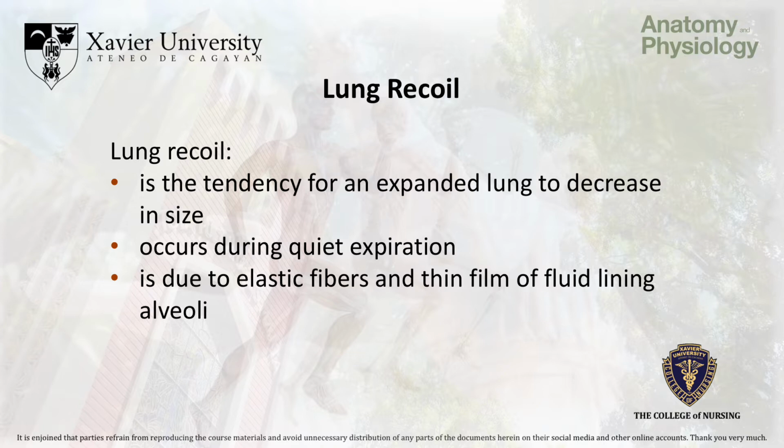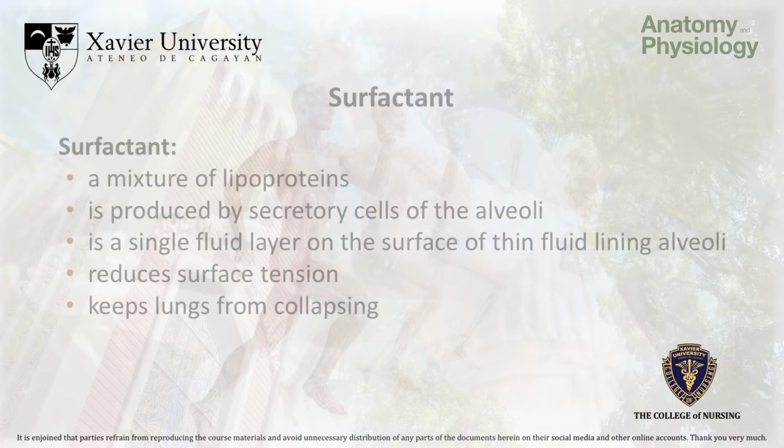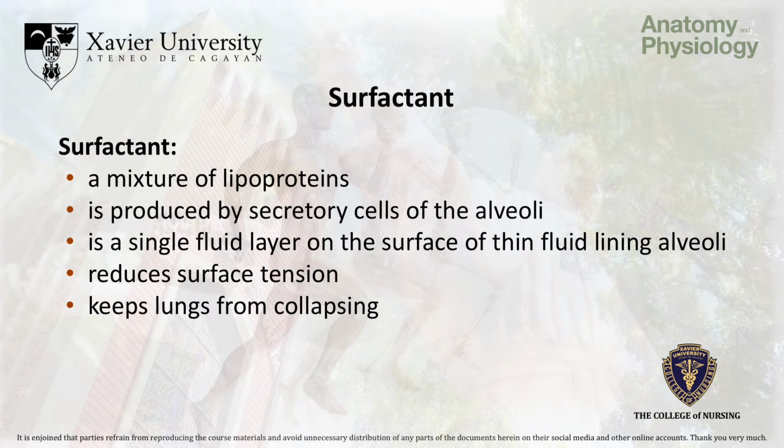First, the surfactant, and the second one is pressure in the pleural cavity. So what is surfactant? Surfactant is a mixture of lipoprotein molecules produced by secretory cells of the alveolar epithelium. The surfactant molecules form a single layer on the surface of the thin fluid layer lining the alveoli, reducing surface tension. Without surfactant, the surface tension causing the alveoli to recoil can be 10 times greater than when surfactant is present. Thus, surfactant greatly reduces the tendency of the lungs to collapse.